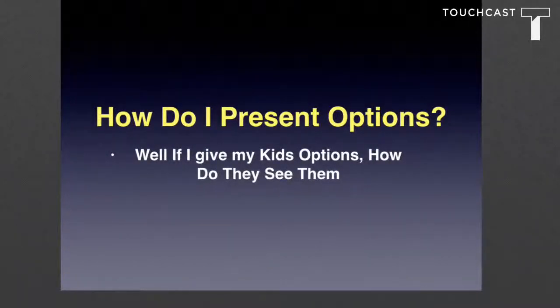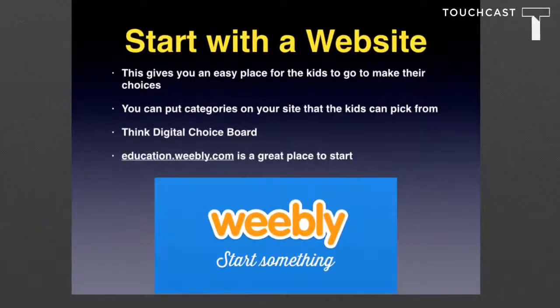Now, if you're going to give students choices, you need ways to present options. So if you give them options, how do they see it? The first thing I would do is start with a website. It gives you an easy place for the kids to go to make their choices. You can put categories on your site that the kids can pick from. Think kind of like a digital choice board. Education.weebly.com is a great place to start.